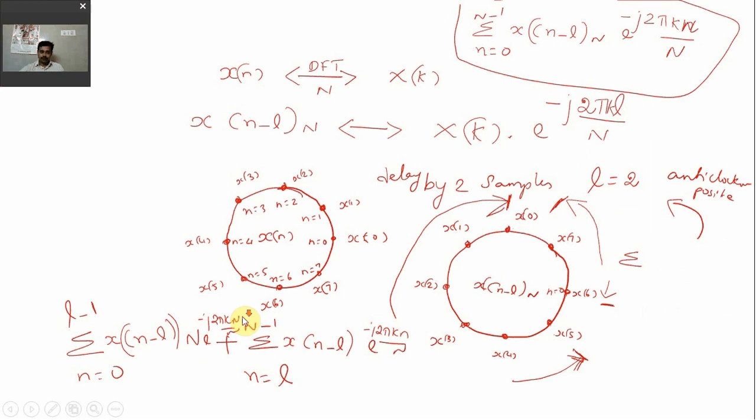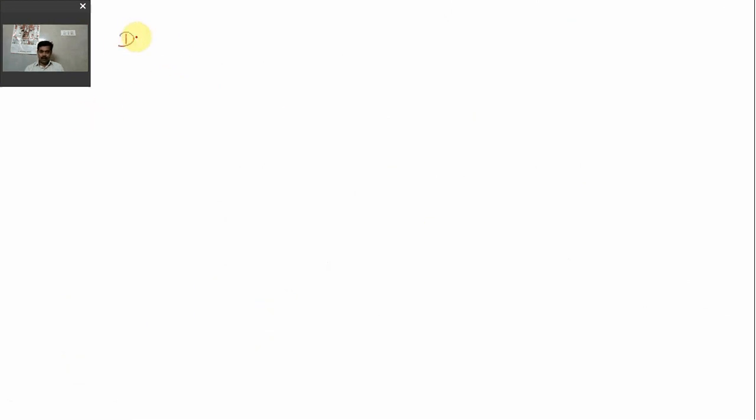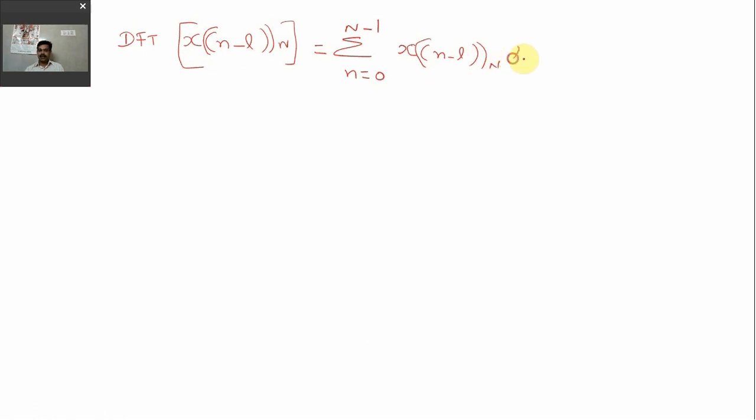Now we are going for the proof. DFT of x of n minus L. What is the expression for the DFT? The sum from n equal to 0 to N minus 1 of x of n minus L into e to the power minus j 2 pi k n by N. Now, as I have already explained, I am going to split this summation into two, that is, n equal to 0 to L minus 1 of x of n minus L.